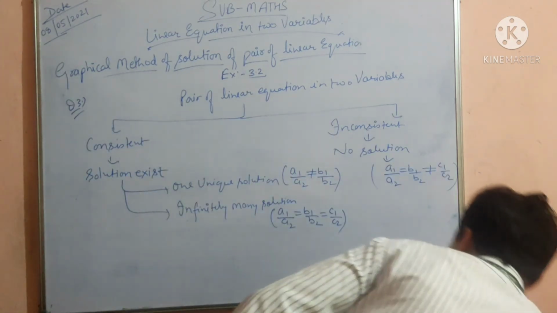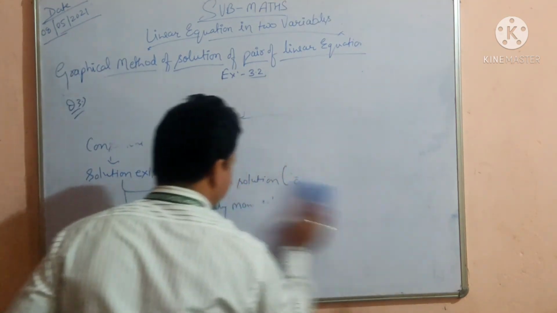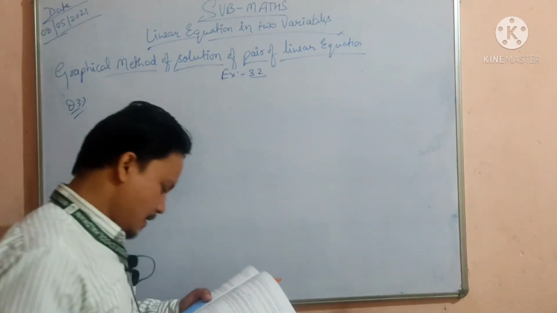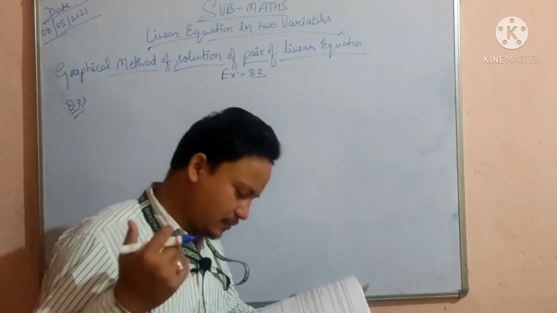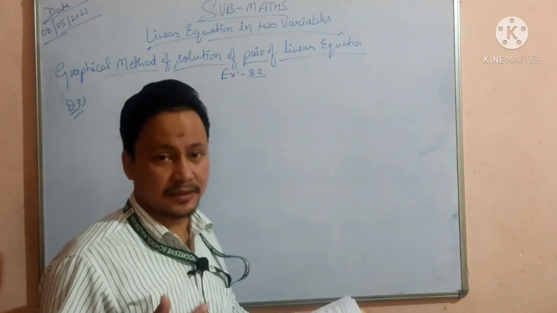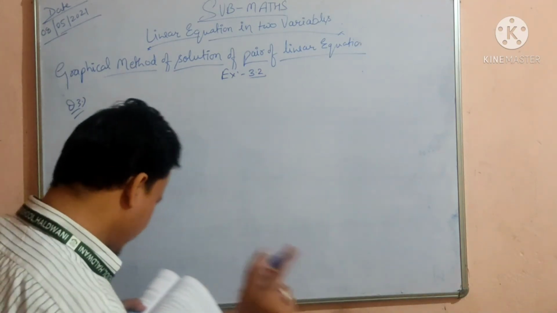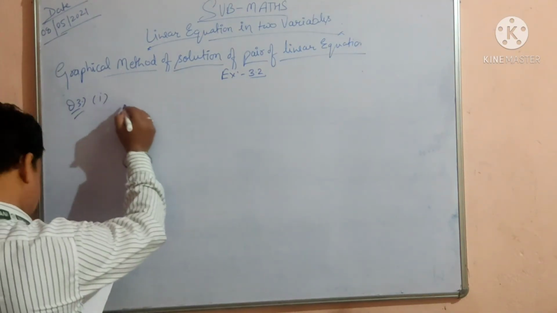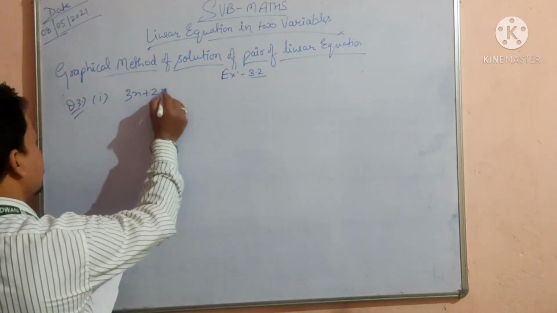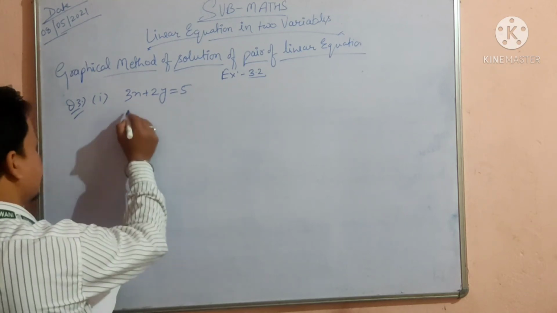Okay, now question number 3. On comparing the ratios A1 upon A2, B1 upon B2 and C1 upon C2, find out whether the following pair of linear equations are consistent or inconsistent. I have already told you when it will be consistent and when inconsistent. So the very first part: 3x plus 2y equal to 5, and 2x minus 3y is equal to 7.